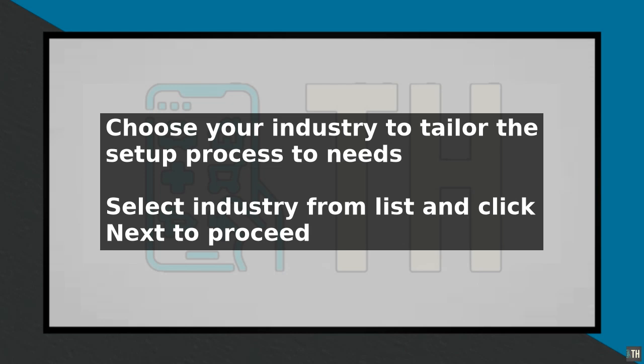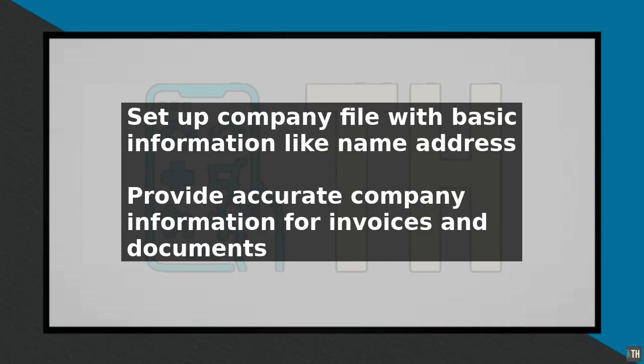After setting up your company file, you will be asked to set up your accounting preferences, including your accounting method, fiscal year, and tax year. Choose the accrual or cash basis accounting method, depending on your business needs, and specify your fiscal year and tax year.